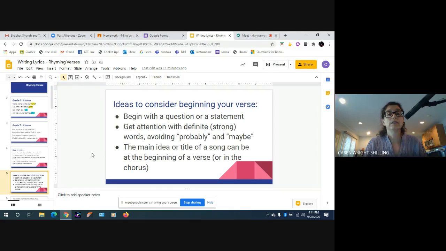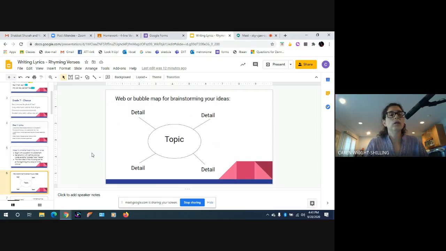The main idea or title of a song can be at the beginning of a verse or in the chorus. Your main idea is you. So when you were in class and for the exit, I asked you to do a bubble map for brainstorming ideas. Those of you who made a bubble map and then wrote your verse about something else need to go back to your bubble map.